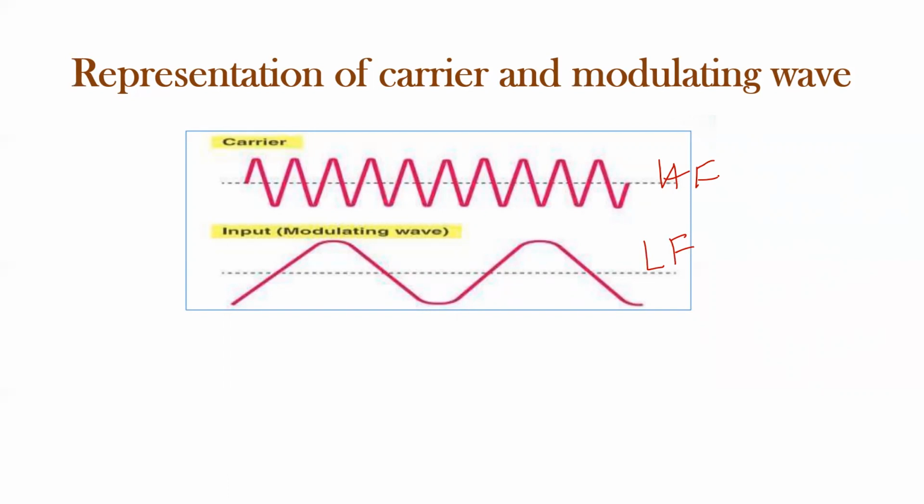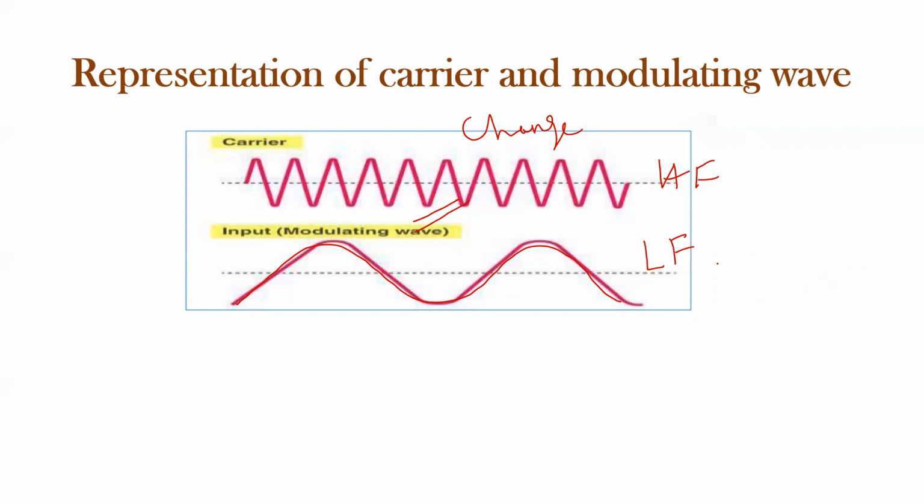Now what we are going to do in modulation, we are going to change some properties of carrier. So the carrier's property will be changed according to the instantaneous value of the message. According to the variations in the message, this property of the carrier is going to get changed. In this way, we are superimposing the message on the carrier.